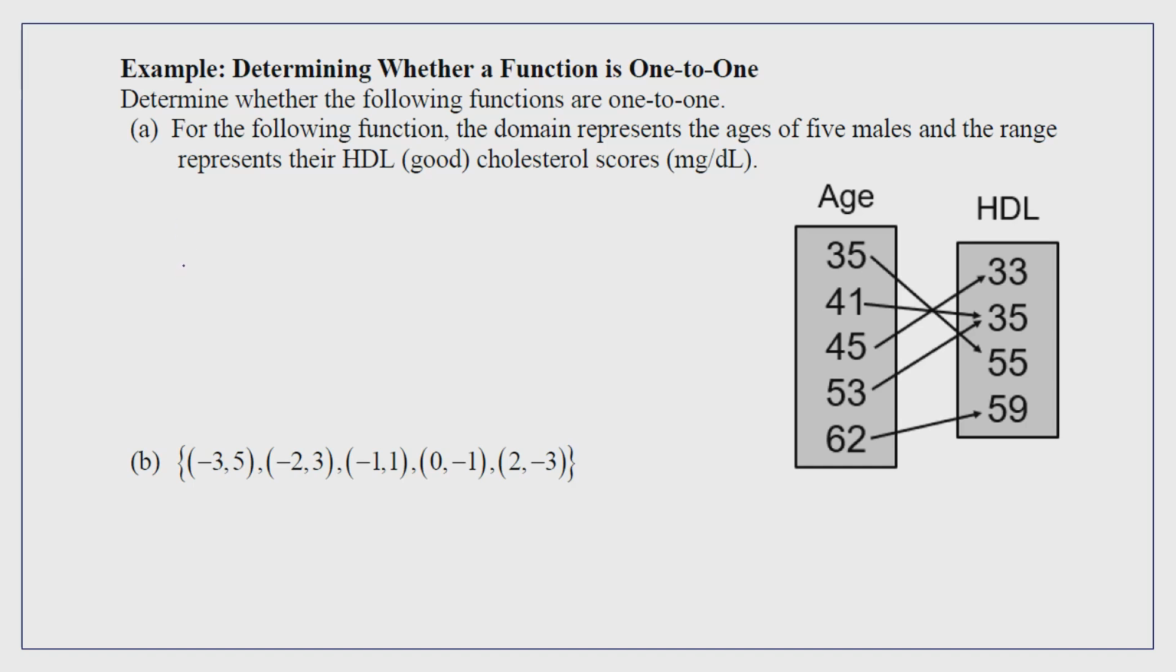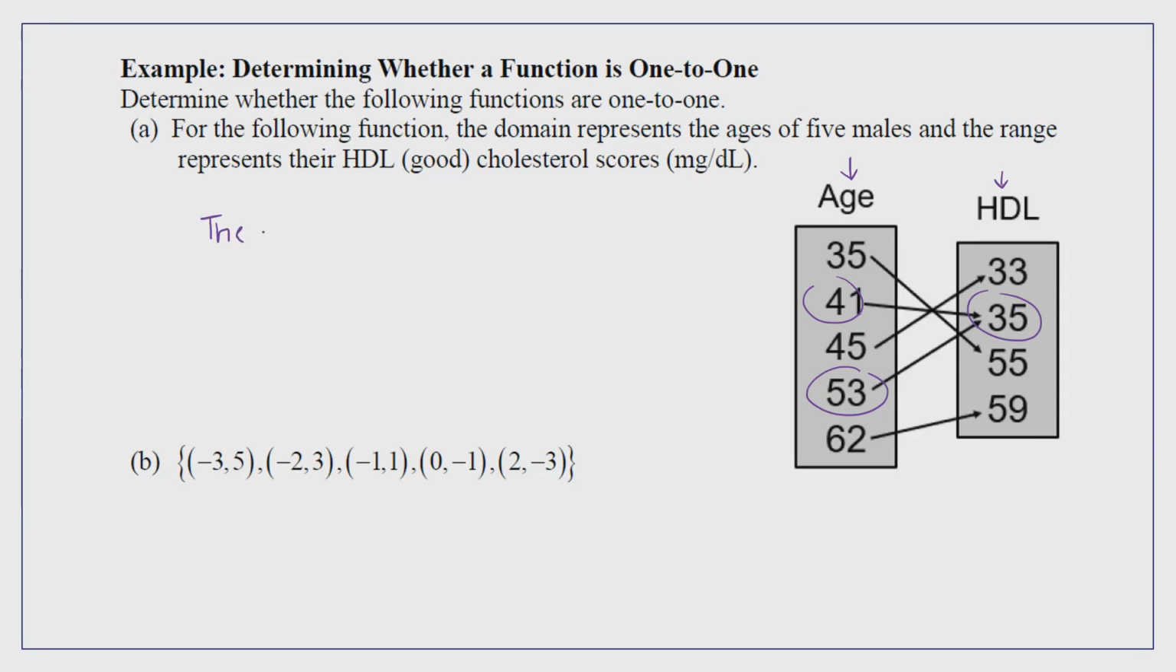For this example, we're now going to determine whether the following functions are one-to-one. For the following function, the domain represents the ages of 5 males and the range represents their HDL, good cholesterol scores. So we have our age as the domain and our HDL as our range. In order for it to be one-to-one, every x must have exactly one y, and multiple x's can't have the same y. If you see here, 41 and 53 both map to 35.